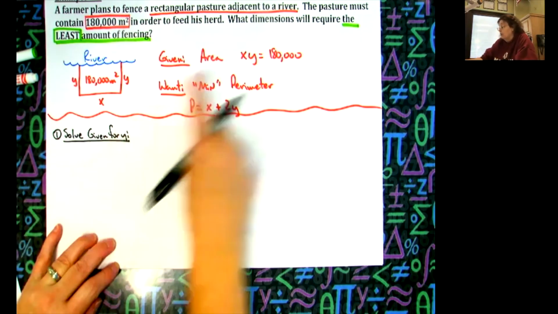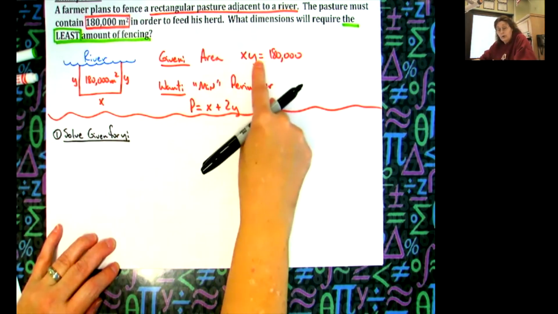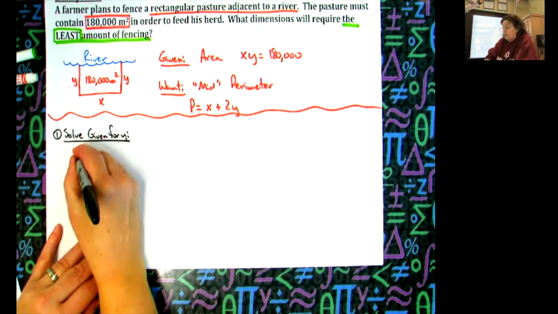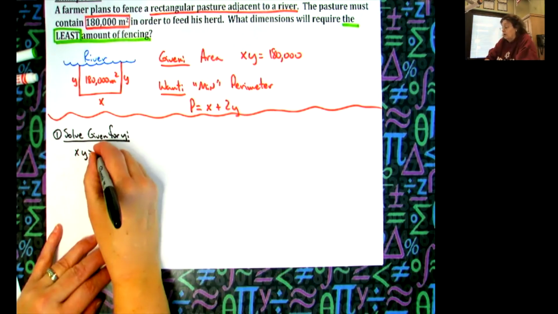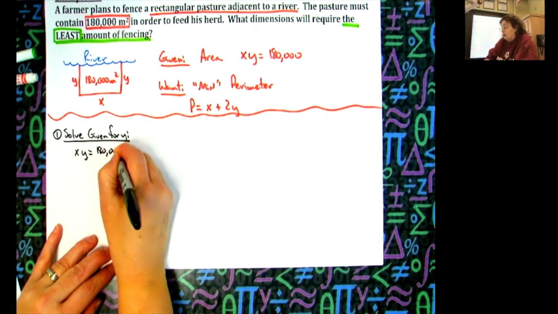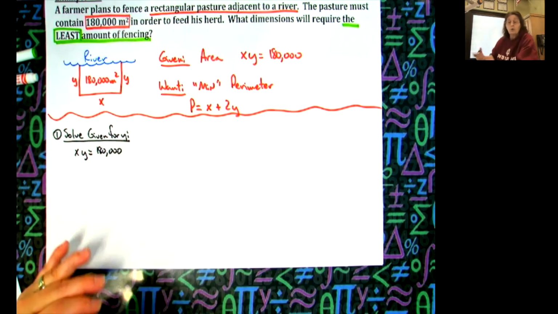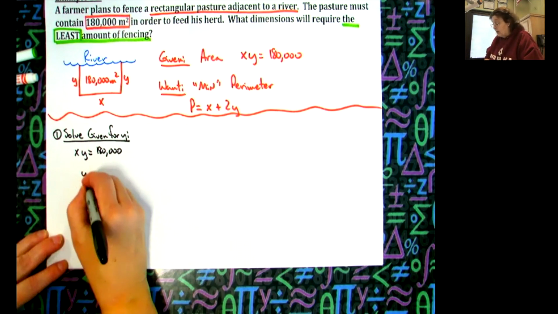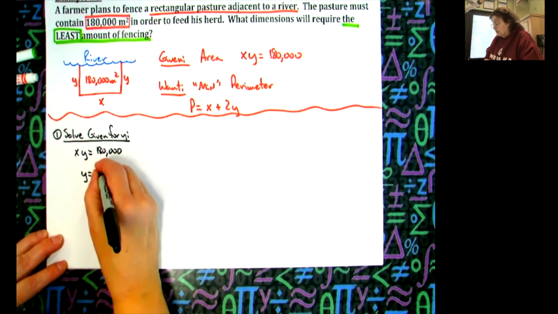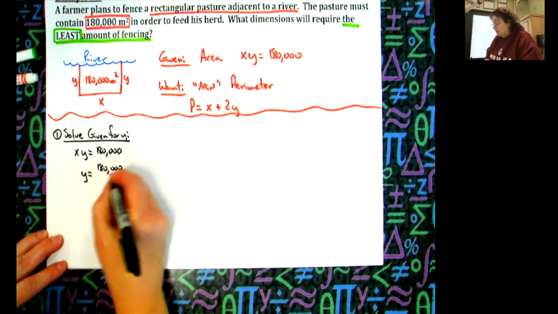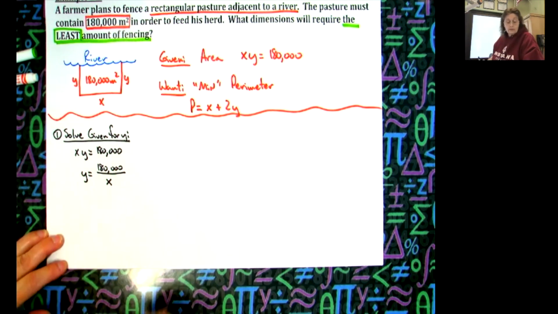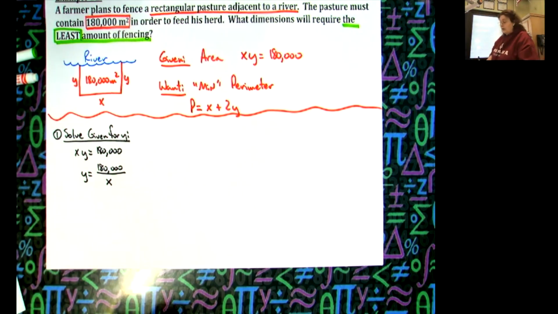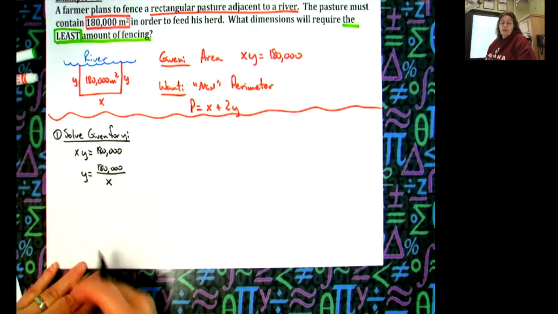All right. Now, assuming that you wrote your given equation right, I'm going to take that given equation, xy equals 180,000, and I'm going to solve for y. My choice, this is just the way that I do this. I solve for y, so I divide by x. So 180,000 over x.